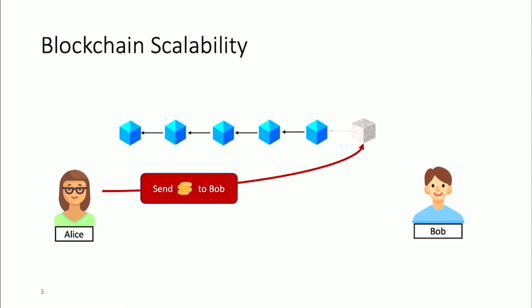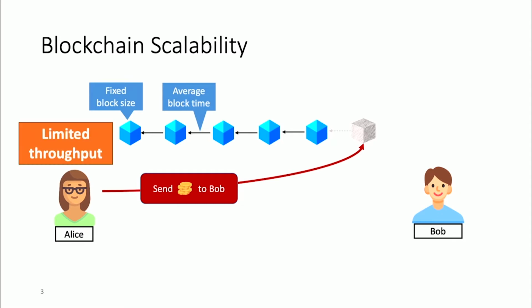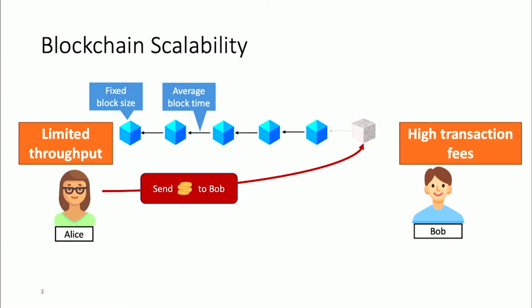And globally, this records basically every transaction. And on top of this, we have a global consensus that basically needs every user to verify every transaction. This creates kind of a bottleneck, which usually results in a fixed block size and some average block time. And obviously, this leads to a limited throughput of transactions and potentially also to high transaction fees.